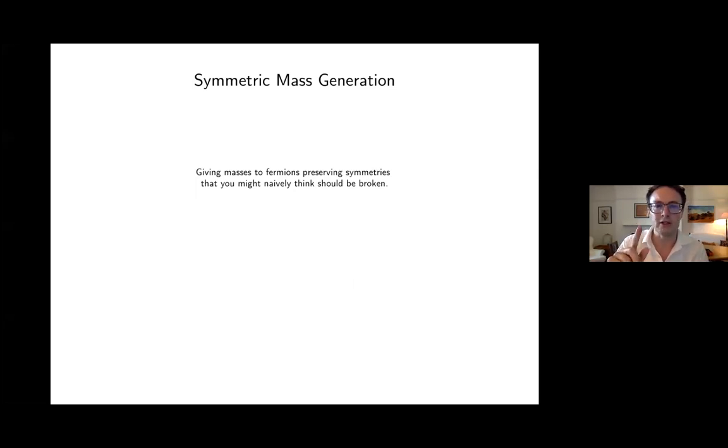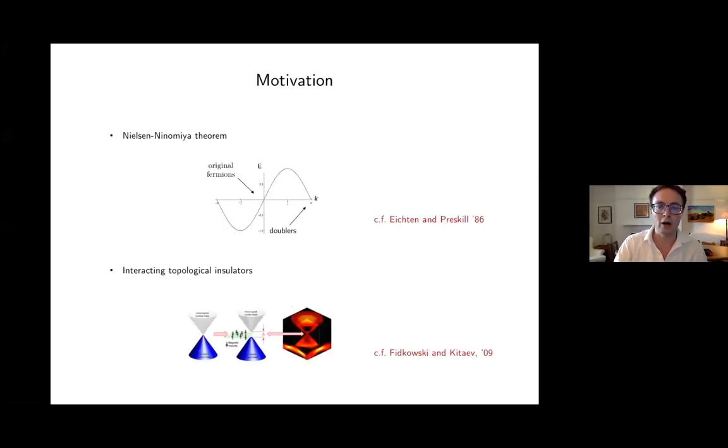Before I get going, let me tell you some motivations, because there's actually a very, very long history of these kind of ideas. My main motivation came out of lattice gauge theory. So in lattice gauge theory, there's a very famous theorem called the Nielsen-Ninomiya theorem. And the Nielsen-Ninomiya theorem, roughly speaking, says you cannot put a chiral gauge theory on a lattice. In other words, you cannot simulate a chiral gauge theory on a computer.